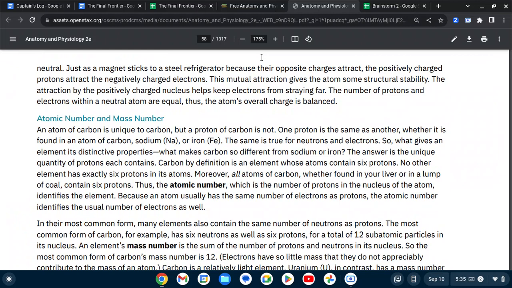Atomic number and mass number. An atom of carbon is unique to carbon, but a proton of carbon is not.